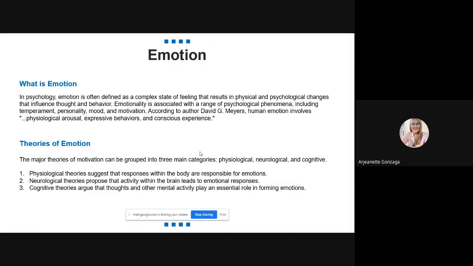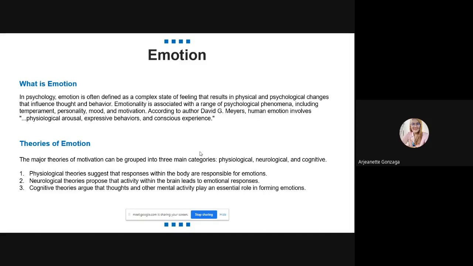So, according to the author, David J. Myers, human emotion involves physiological arousal, expressive behaviors, and conscious experience. Okay, so we have our theories of emotion. We have the major theories of emotion, and they can be grouped into three main categories: the physiological, the neurological, and the cognitive. So, ang physiological theory suggests that responses within the body are responsible for emotions.